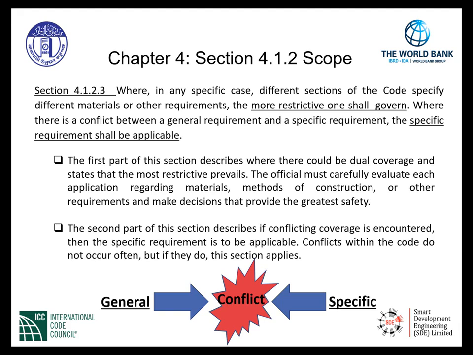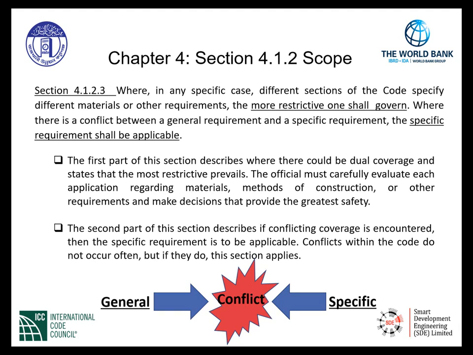Section 4.1.2.3, where in any specific case, different sections of the code specify different materials or other requirements, the more restrictive one shall govern. This is where we understand the limits of safety when we apply the code. Very rarely we have differences in sections. However, when it is discovered based upon an application while the code user is navigating through the code and this happens, again, the more restrictive requirement shall govern. Where there is a conflict between a general requirement and a specific requirement, the specific requirement shall be applicable.